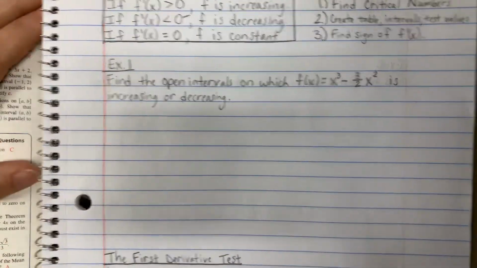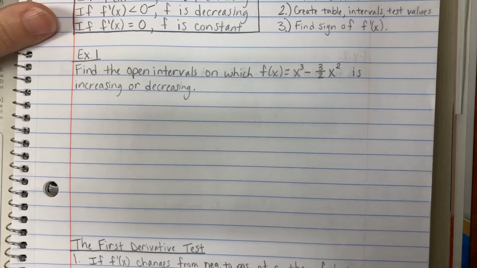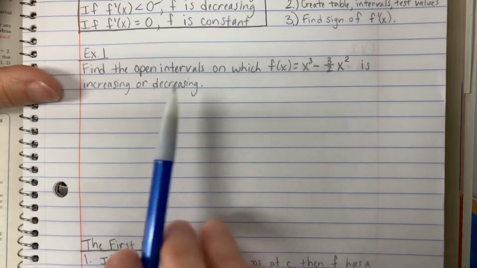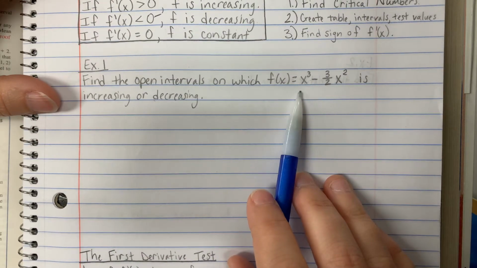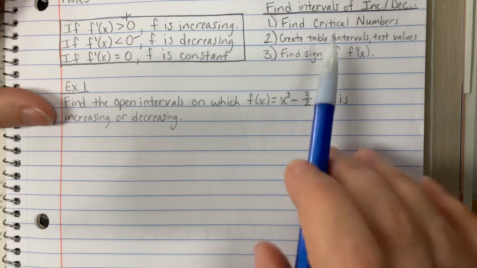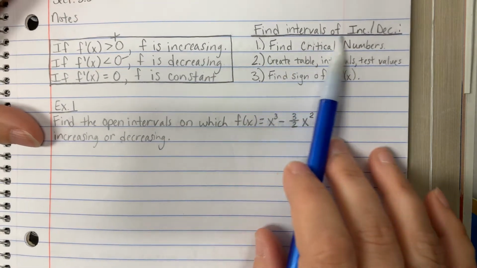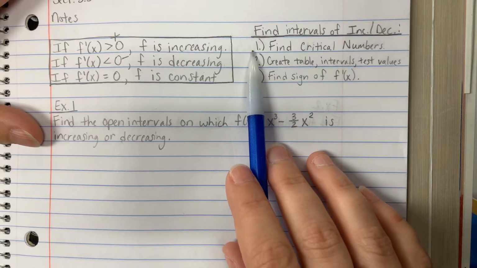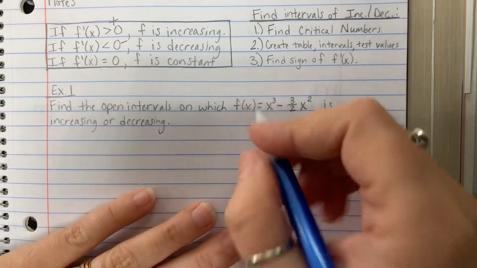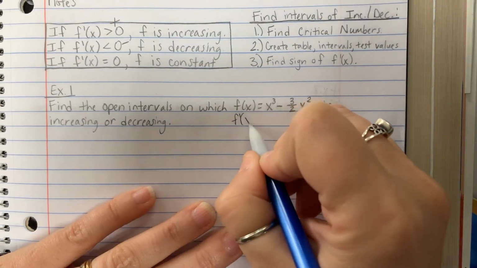So in this first problem, it says find the open intervals on which that function right there is increasing or decreasing. So the first thing I'm going to do is find the derivative, and then I'm going to find those critical numbers. So right here, here's my steps on what to do. Number 1, find critical numbers. So my first step is to do the derivative.